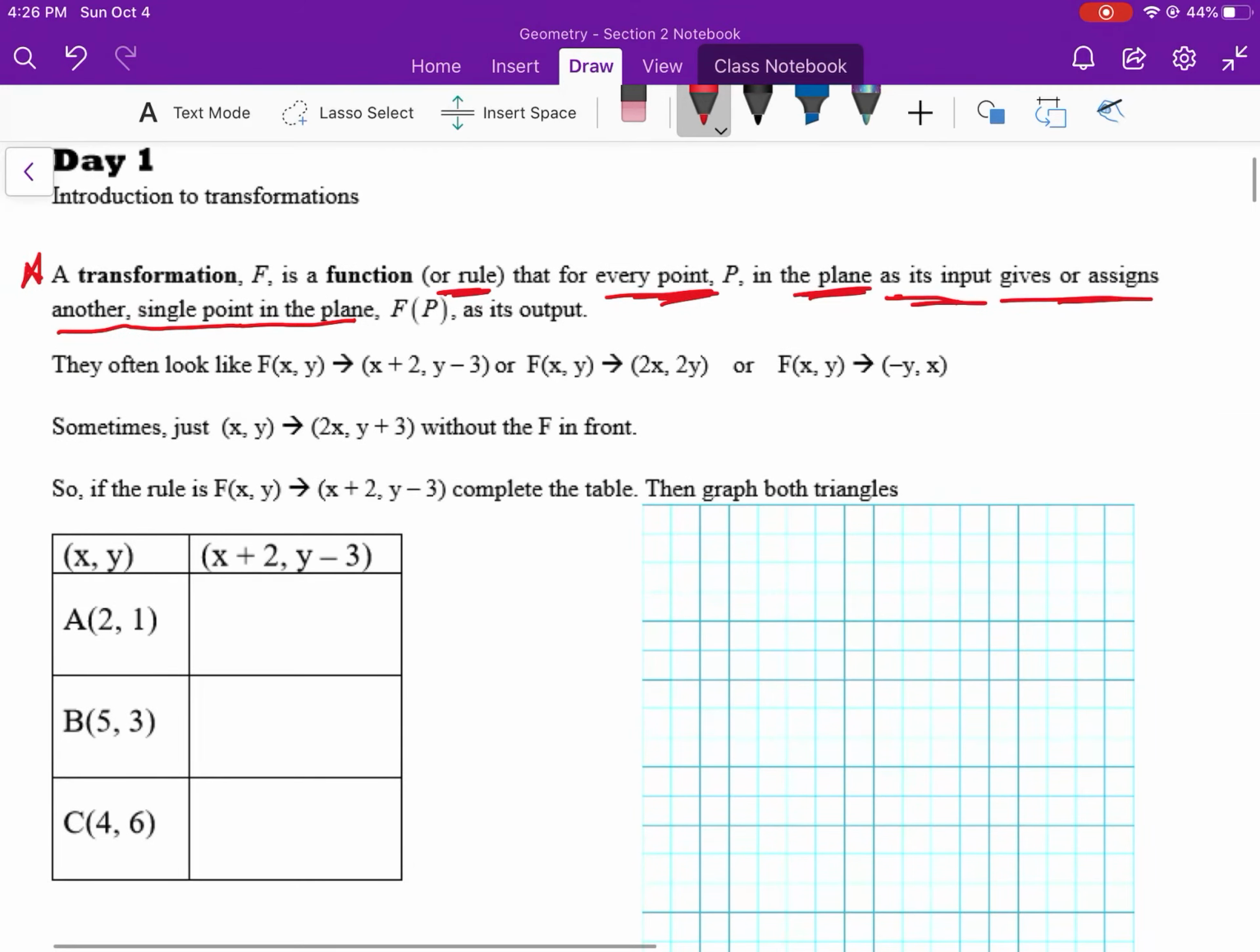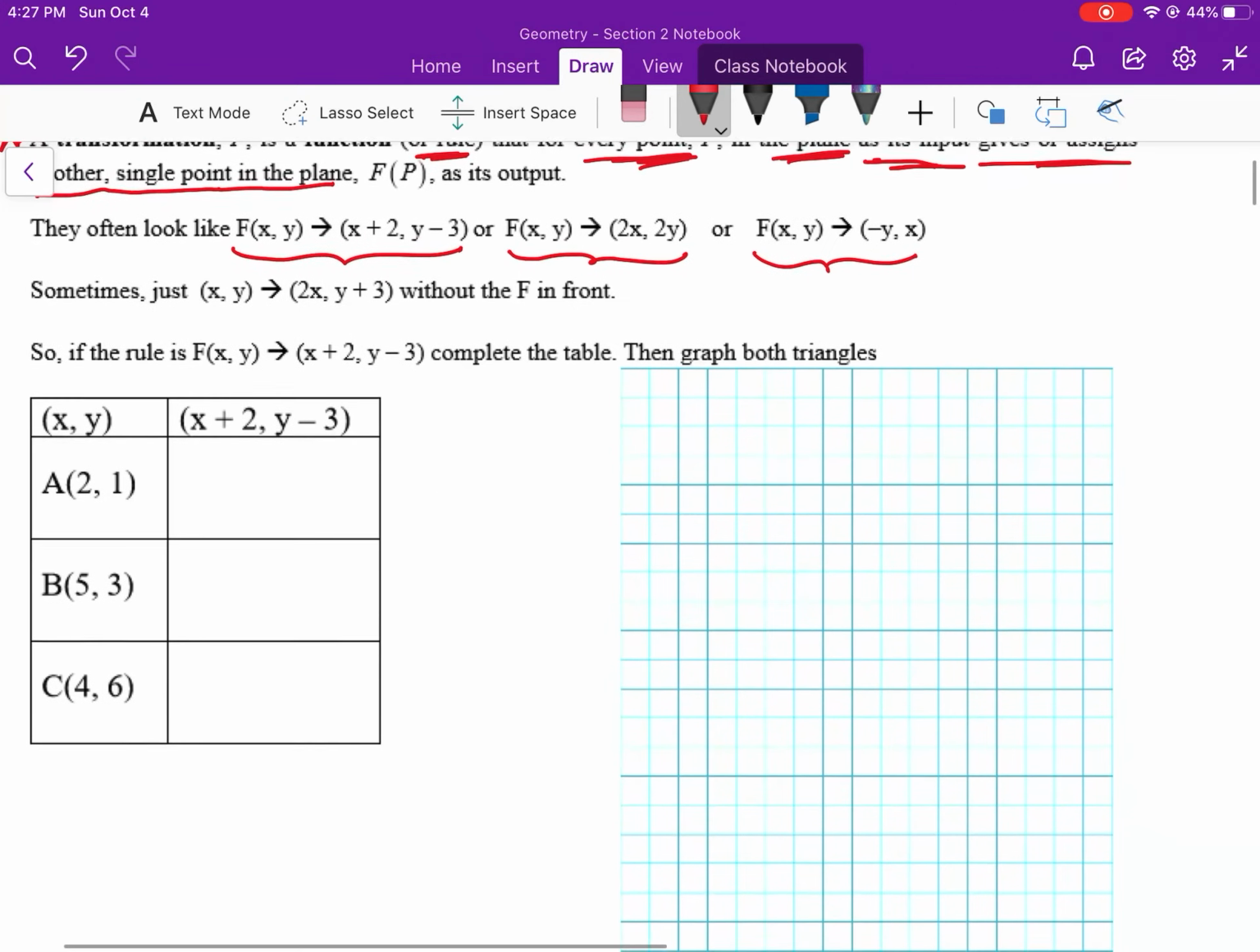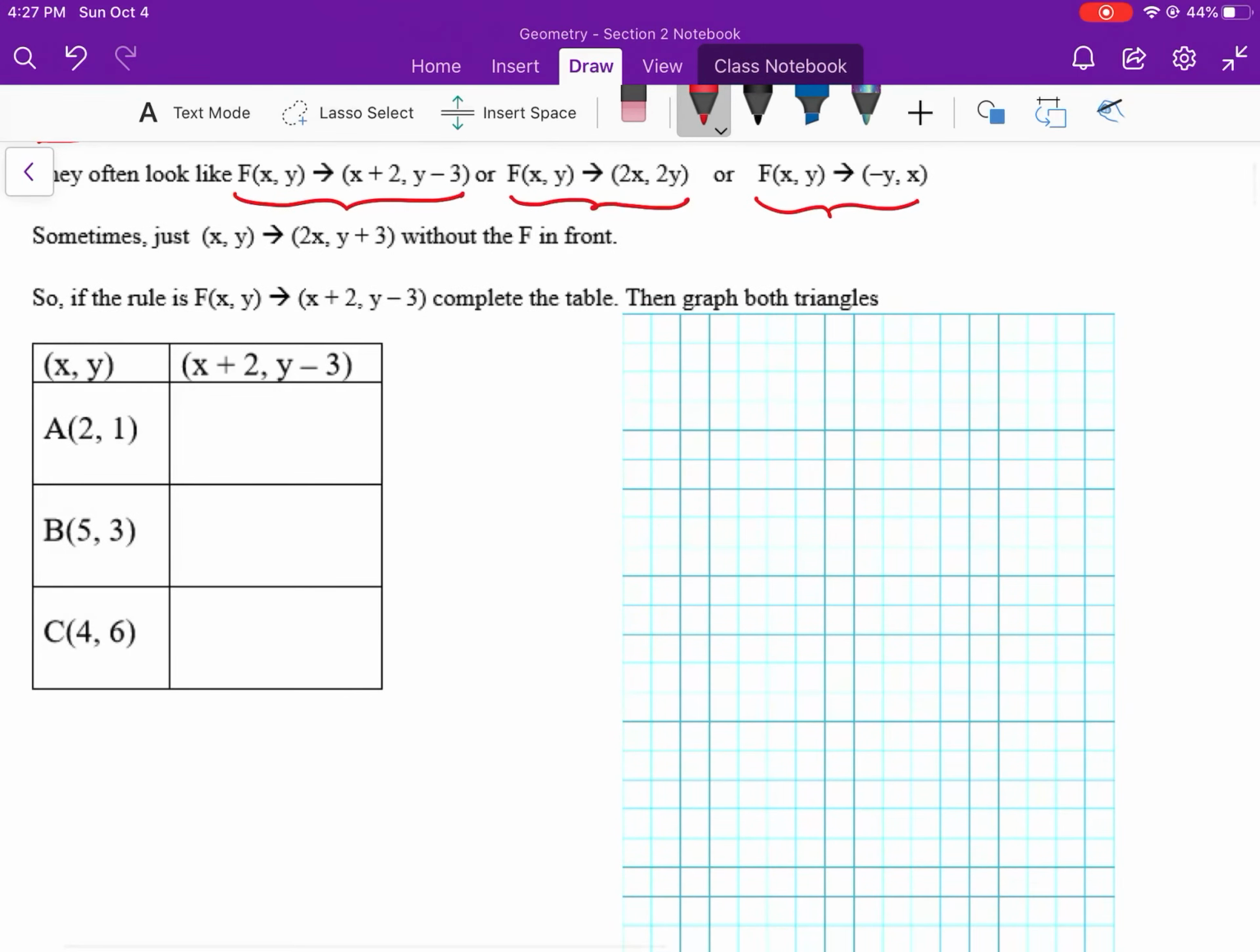But here are some rules. Okay, f of xy becomes x plus 2, y minus 3. Or f of xy becomes 2x, 2y. Or f of xy is negative yx. So we're just going to practice this. We're just going to follow these rules and see if we can figure them out. Okay? So you can read all those words if you want to, but what I'm going to do is graph both triangles, okay?